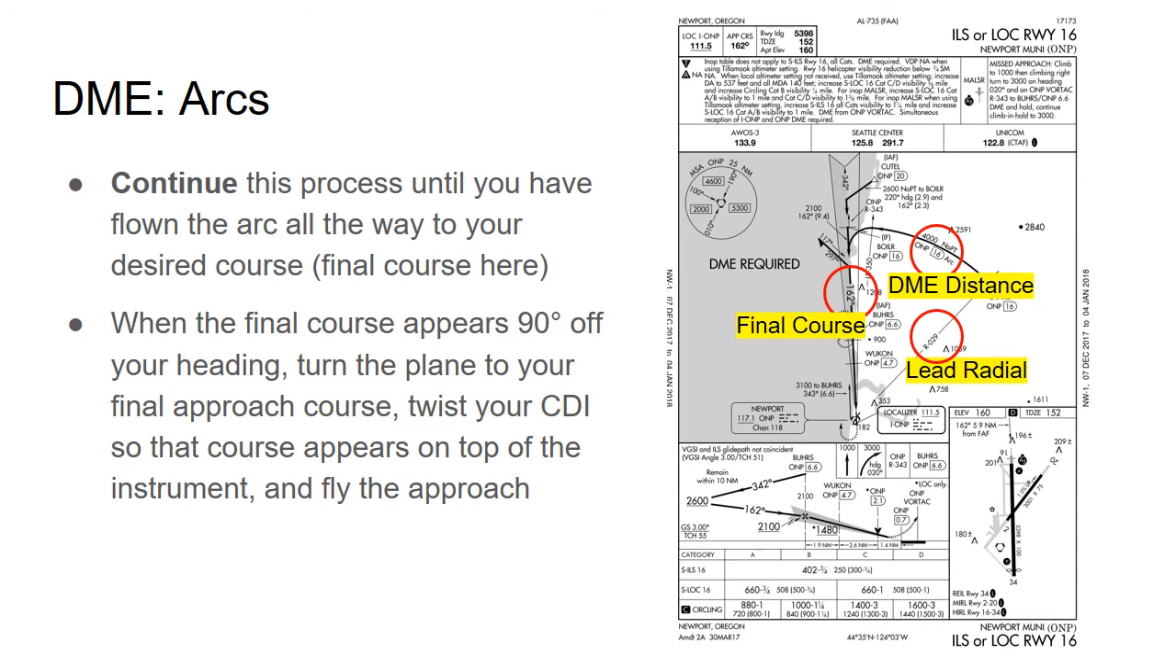Continue this process until you have flown the arc all the way to your desired course, the final approach course here. When the final approach course appears 90 degrees off your heading, turn the plane to your final approach course, twist your CDI so that the course appears at the top of the instrument, and fly the approach.